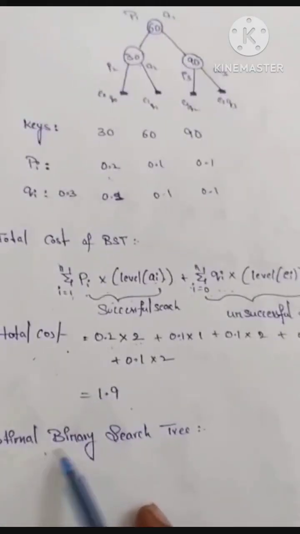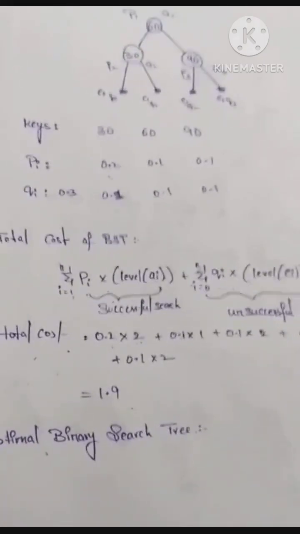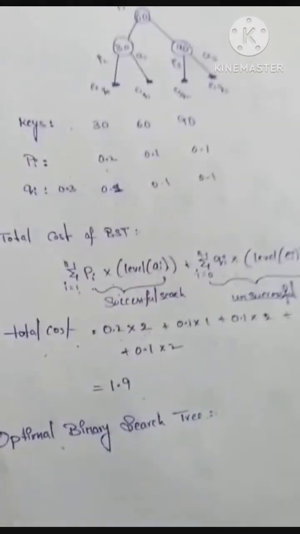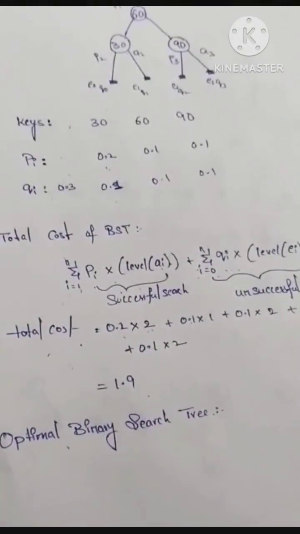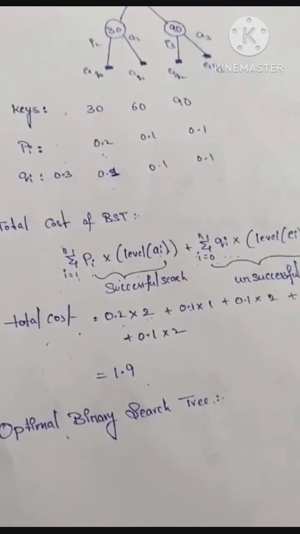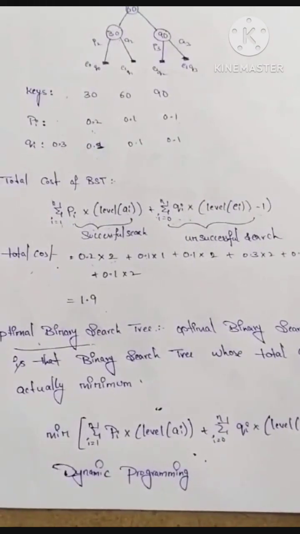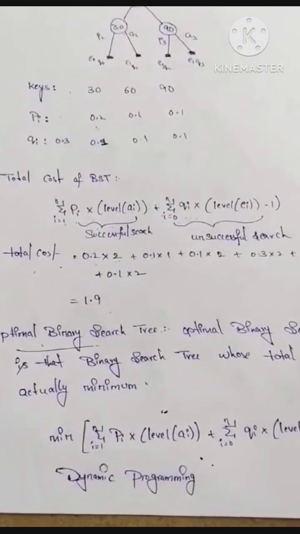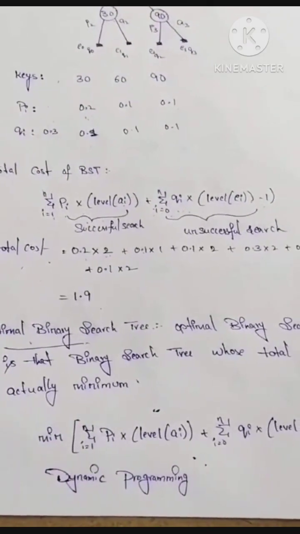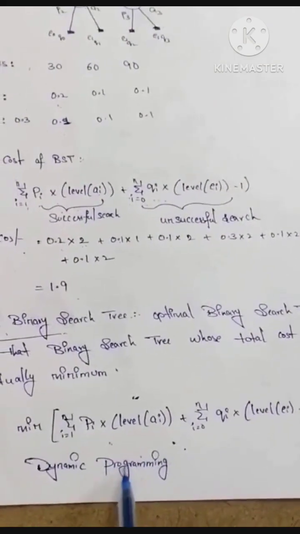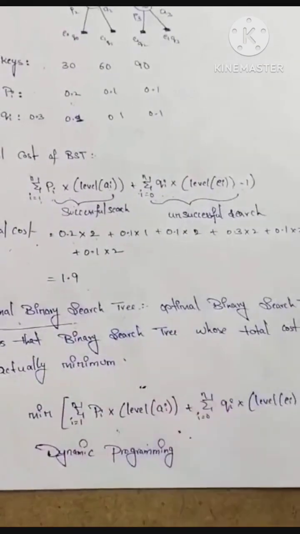What is meant by optimal binary search tree? If the keys and their probabilities are given, we have to generate the binary search tree whose cost is minimum. In solving the optimal binary search tree, there is an issue of overlapping subproblems and optimal substructure. That is why dynamic programming is the best method to solve the optimal binary search tree.